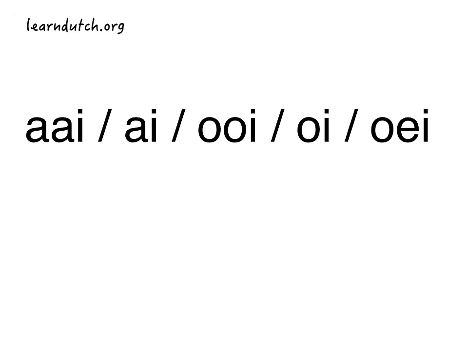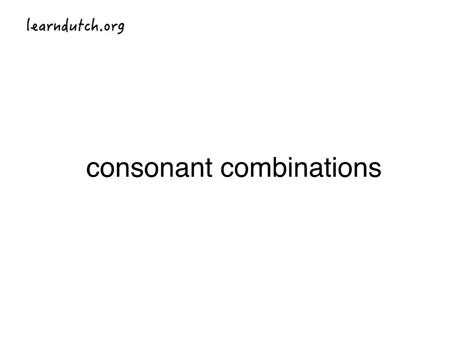These letter combinations are pronounced like I, oi, oei, like in fraai, which means nice, mooi means beautiful, and hoi, which means high. And that's it for the vowel combinations. Let's now deal with the consonant combinations.